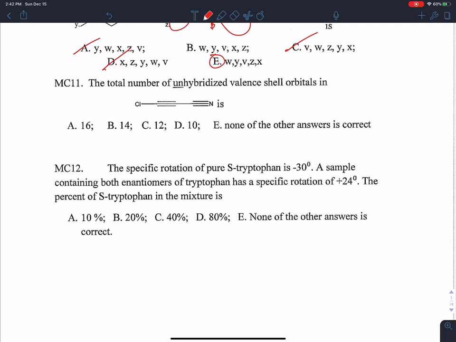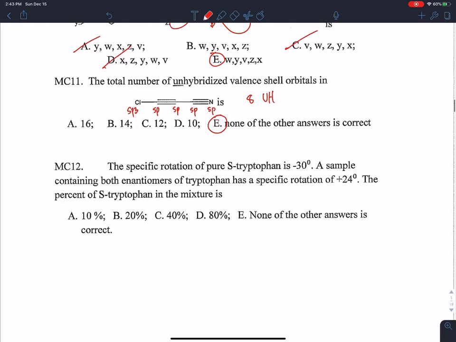The total number of unhybridized valence shell orbitals in this structure is... well, I have this part as being sp3, this is sp, this is sp, this is sp, and this is sp. A bunch of sp. Well, I don't have any H's, so every sp is supposed to have 2 unhybridized. So I have a total of 8, which is none of the answers, so the answer is none of the above. But you have a total of 8 unhybridized, 2 for each one of the sp's.